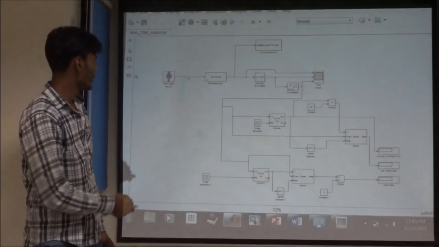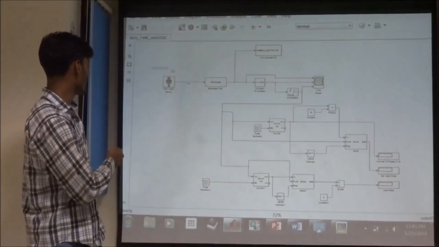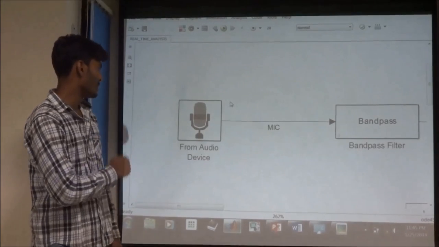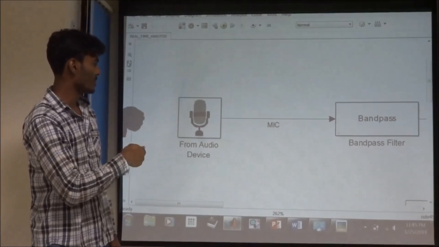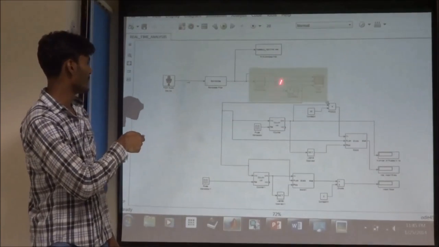I am Godwin and I am here to present to you the simulation model of the algorithm. The output of the DAS is given to the simulation model through the mic input of the PC. This output is then passed through a band pass filter for band limiting the signal. The output of the band pass filter is then given to a peak detector.